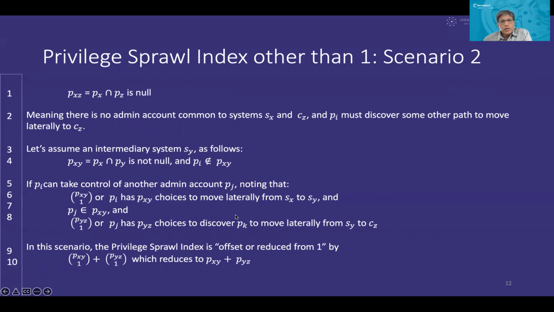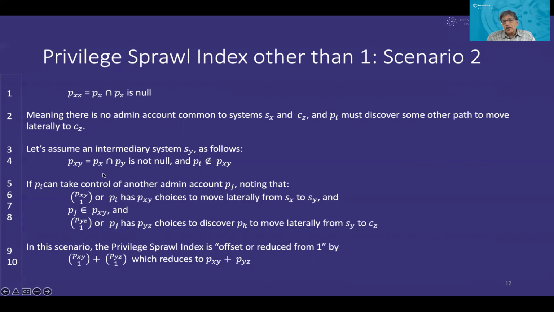Scenario 2 is that there is no intersecting set between the system that's compromised and the crown jewel system. So I have PX and PZ, the two sets of privileged accounts, but the intersecting set is null, right? So I cannot even look to compromise or discover any other account in order to move to the critical system, right? So no common accounts. However, this is what lines 3 and 4, 5, 6 through 8 talk about.